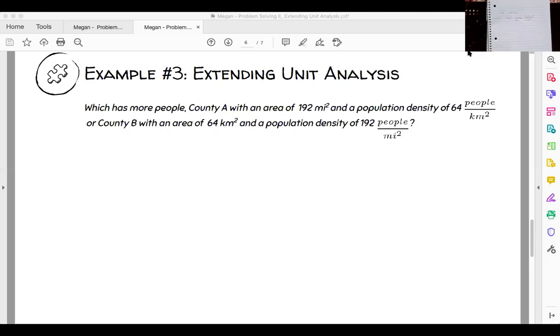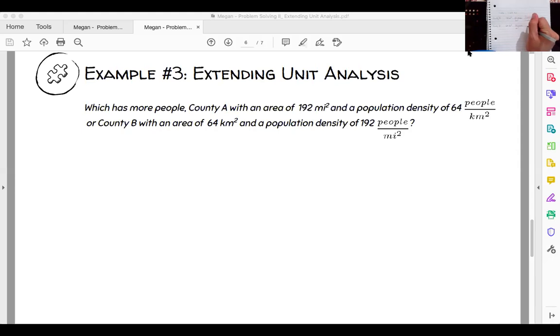So if we multiply, I'm going to multiply 192 times 1.609 squared. And I got about 497 people. Now we're going to do County B in the same way. County B, we have 64 square kilometers. We get our 192 people over miles squared.